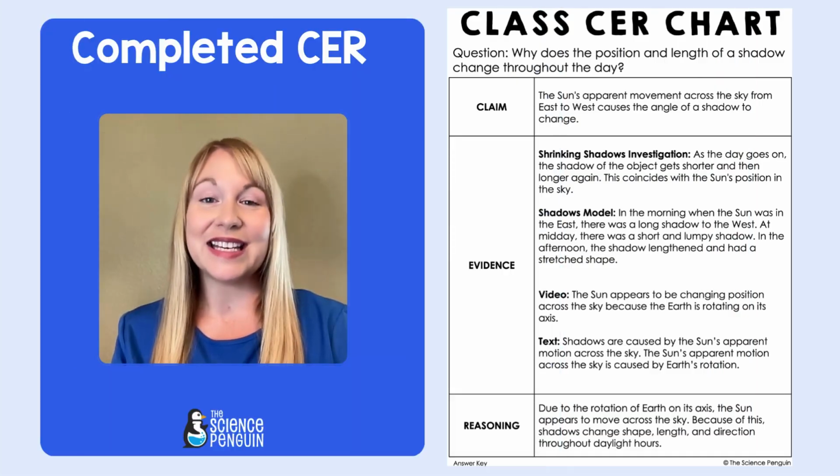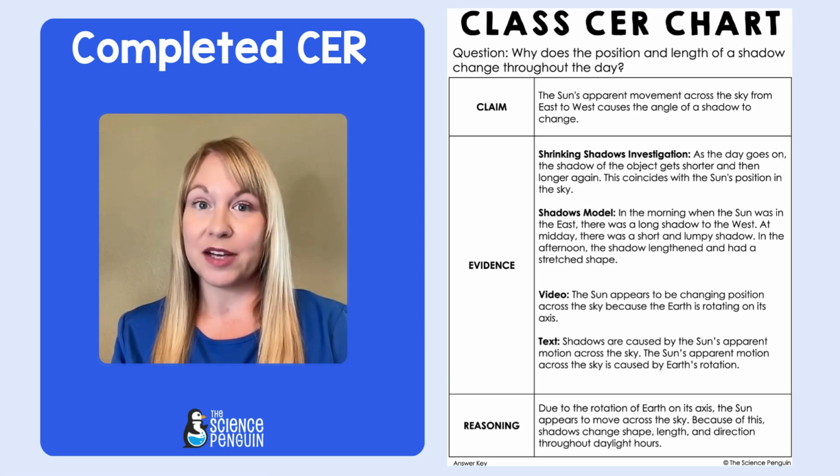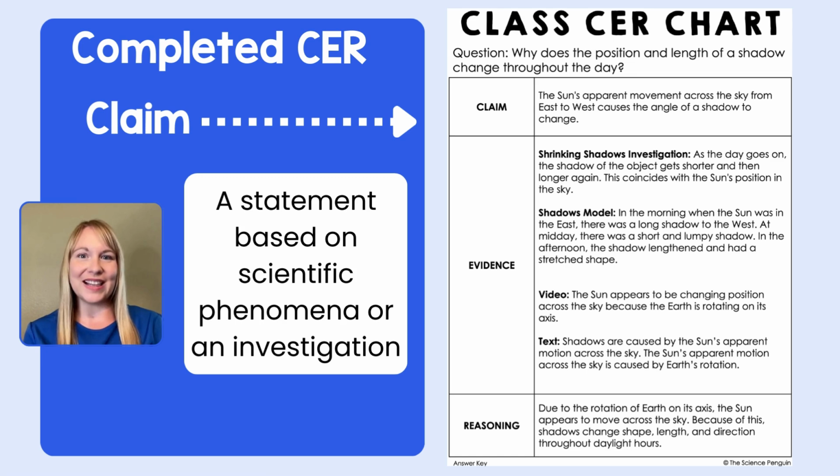Let's take a look at a CER that's been completed. This is from the Science Penguin's 5th grade TEKS Earth's Rotation unit, where students investigate Earth's rotation, the apparent movement of the sun, and shadow changes for 5 days. Near the end of the unit, students would complete this CER. First, notice the claim. The sun's apparent movement across the sky from east to west causes the angle of a shadow to change. This is a claim statement based on scientific phenomena.